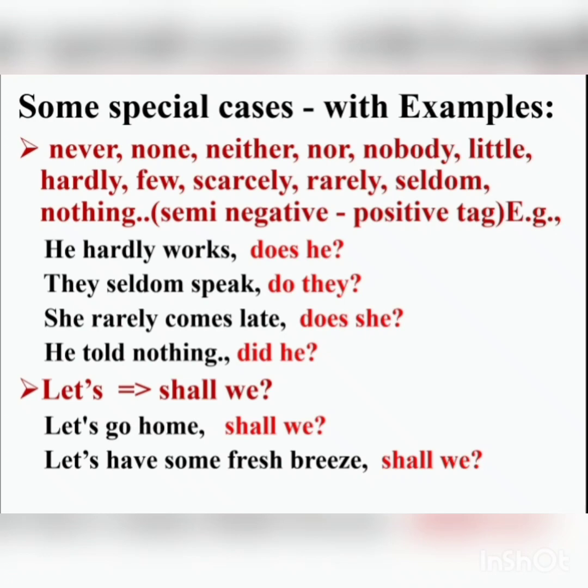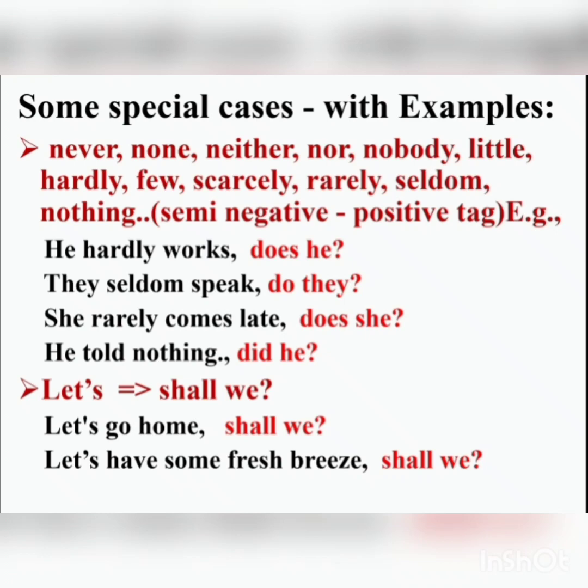They seldom speak. Seldom is a word to be taken as negative and speak is the verb. It is in simple present, so add do and the pronoun they. Do they. She rarely comes late. Here rarely should be taken as negative and comes is a verb which takes does, and the tag is does she. Next, he told nothing. Nothing gives us a negative sense. Told is in past, so did he.